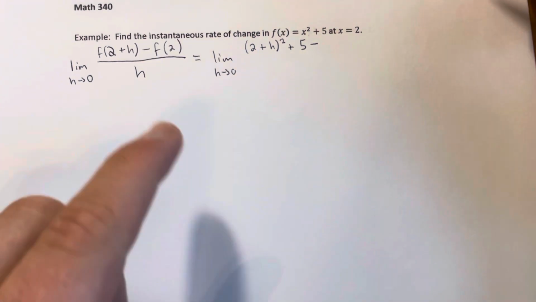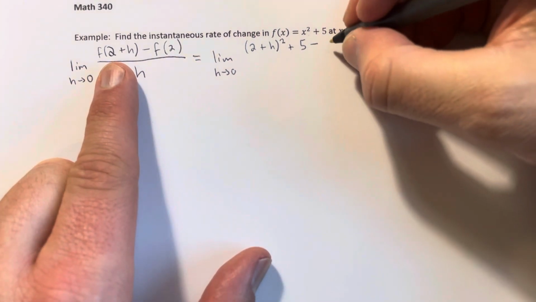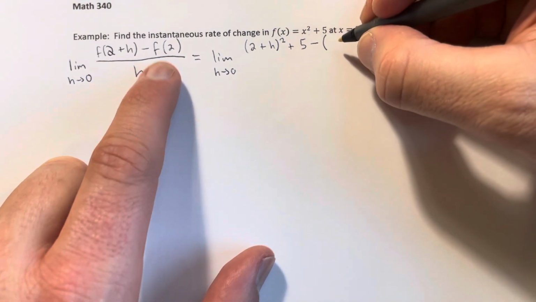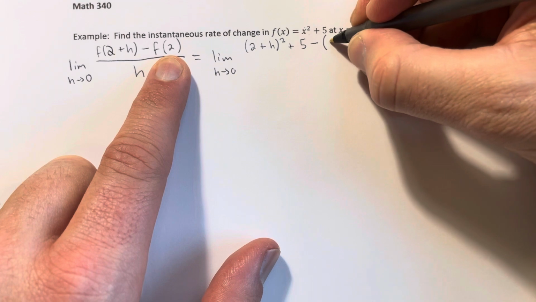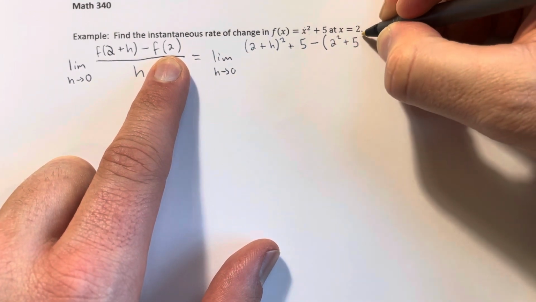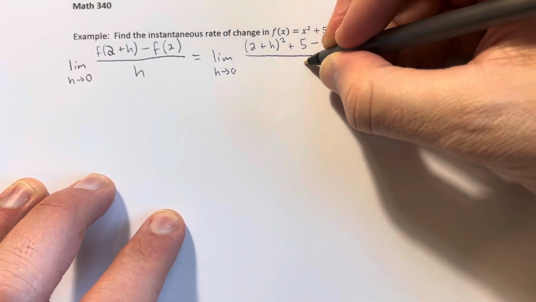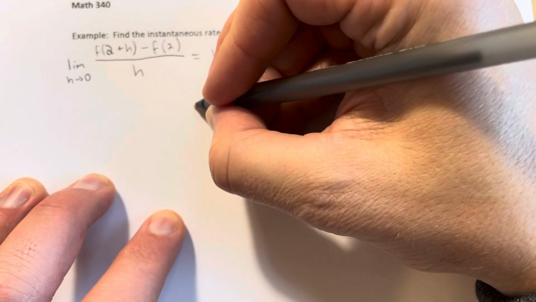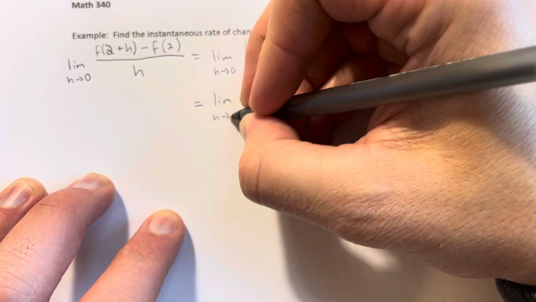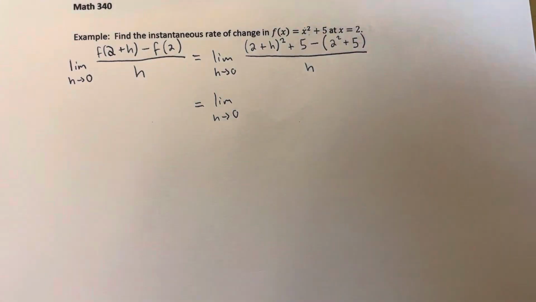We can do this part in our heads if we want to, but for the sake of this first example, let's write out more of the steps so you see what's going on. 2 gets plugged in for x, so that's 2 squared plus 5, and it's all over h. Our goal here is to try and evaluate this limit. And it's helpful to simplify things as much as possible if we can.